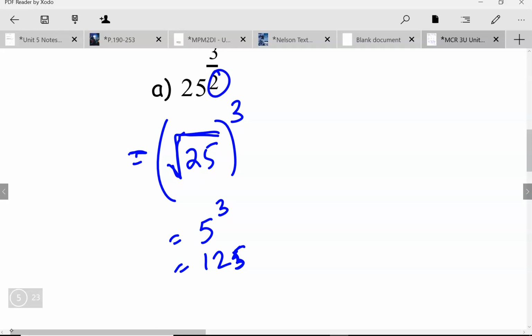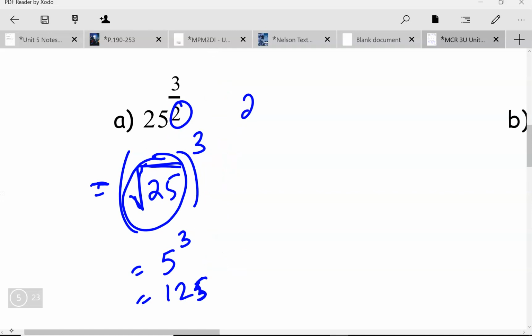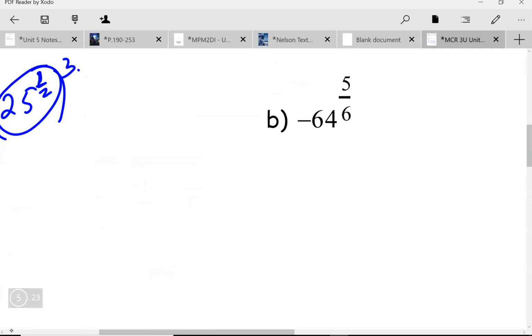Again, this is 25 to the power of half that I'm doing first, and then raised to the power of 3. So I'm kind of splitting this 3 over 2 into half times 3 and redoing the power of a power law, or going backwards there. So I'm doing this first, which is 5 to the power of 3.